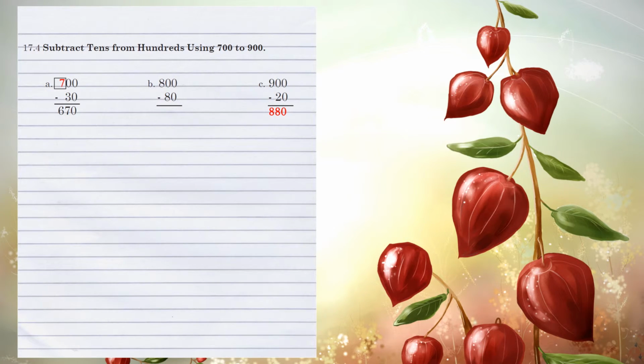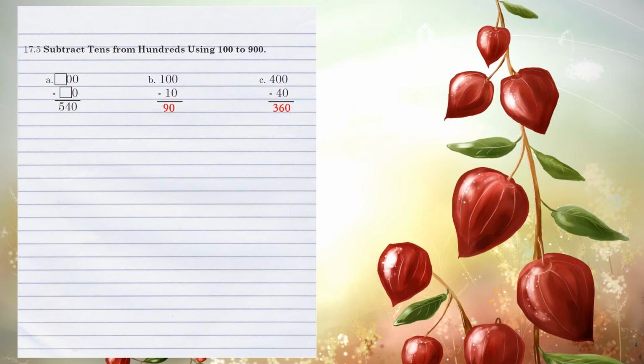Let's look at example B. 800 minus 80. Subtract the ones column first. 0 minus 0, 0. Subtract the tens column second. We can't take 8 from 0. You cannot subtract. So we come over here and we're going to borrow from the 8, make it a 7. Take that borrowed number and make the 0 a 10. Now we have 10 minus 8, which is 2, and the 7 just drops to form 720.